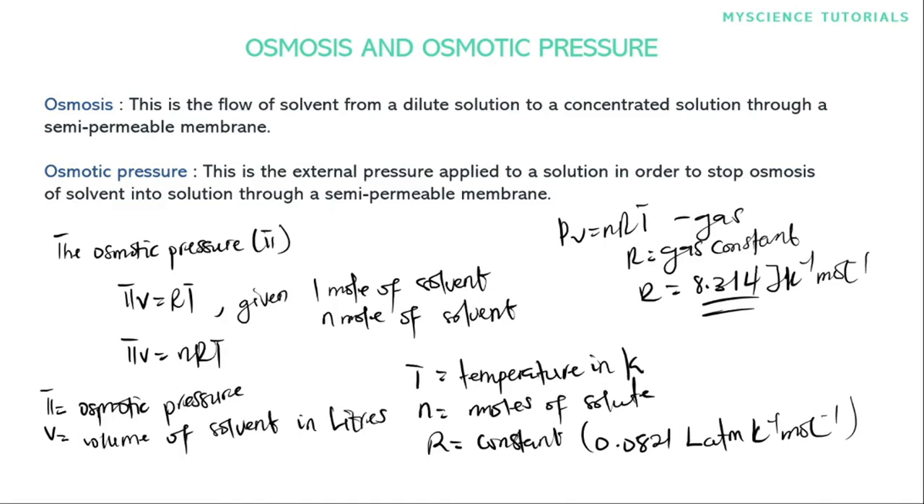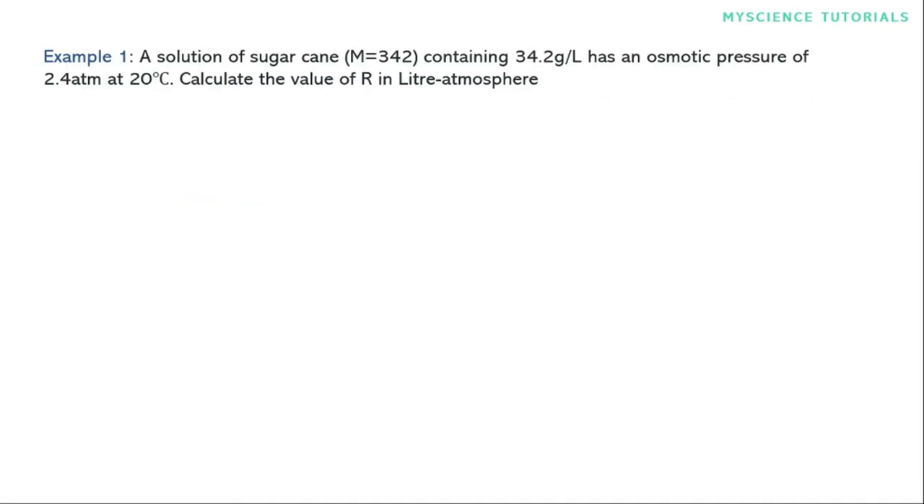All right, so with this basic introduction, let's have a look at how to use this formula for osmotic pressure to calculate some examples. The first one we want to look at is a solution of sugarcane with a relative molecular mass of 342 containing 34.2 gram per liter, which has an osmotic pressure of 2.4 atm at 20 degrees Celsius. We have to calculate the value of R in liters per atmosphere.